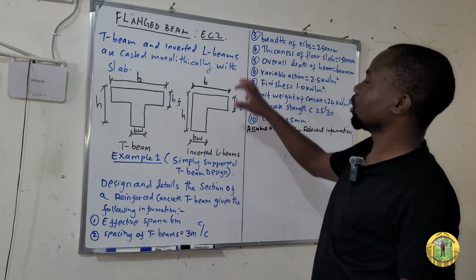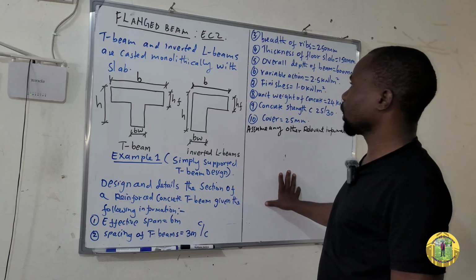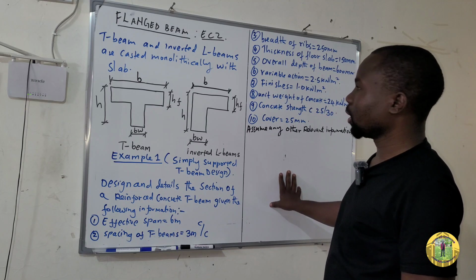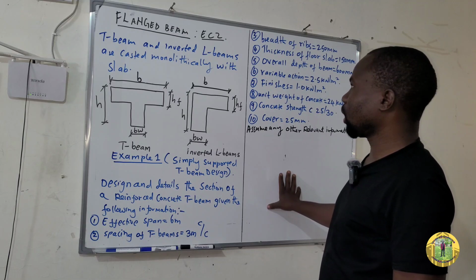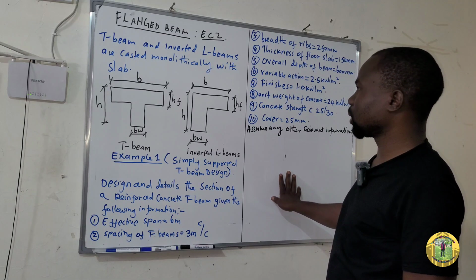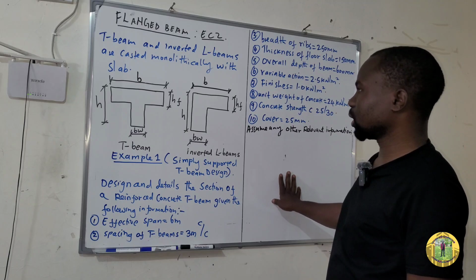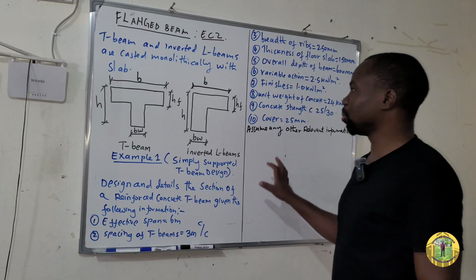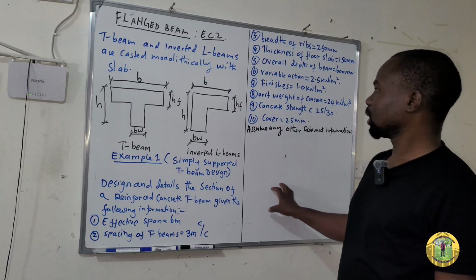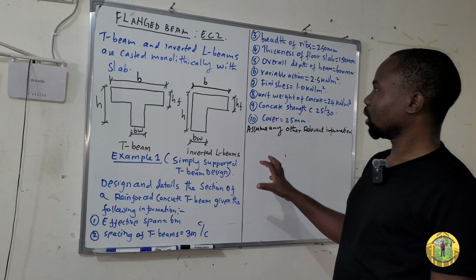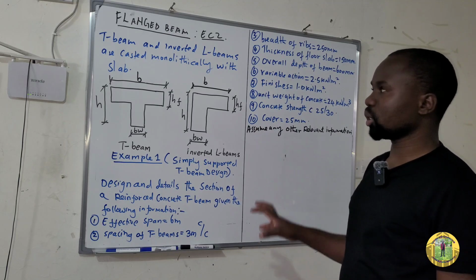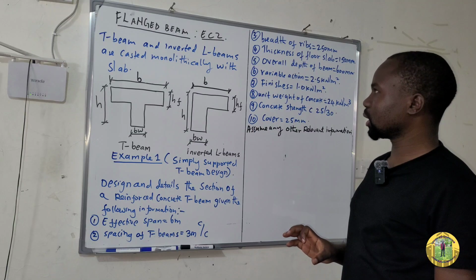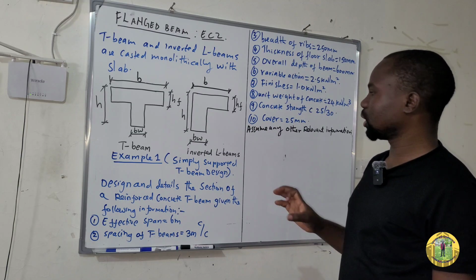Today I want to talk about a flanged beam, and this is the design of reinforced concrete to Eurocode 2. So what is a flanged beam? This is a T-beam and/or inverted L beam which is cast monolithically with the slab. Monolithically means it is a beam which is cast with the slab continuously without any joint. We have a diagram here which explains further what a flanged beam is, that is, for T and inverted L.